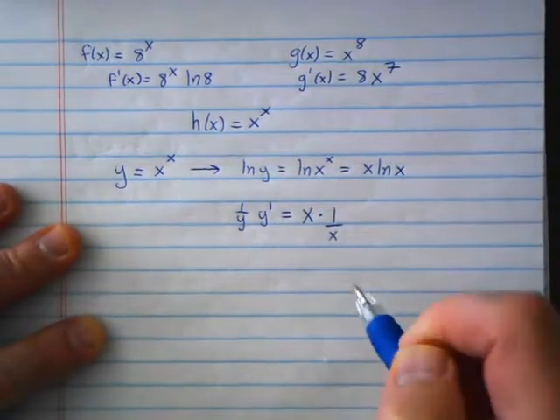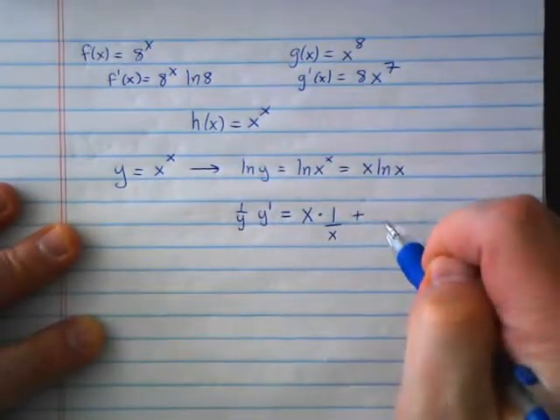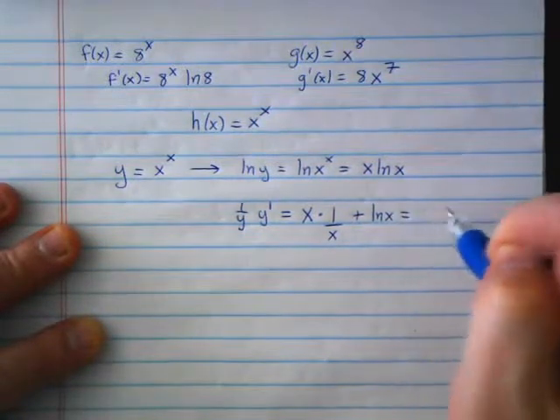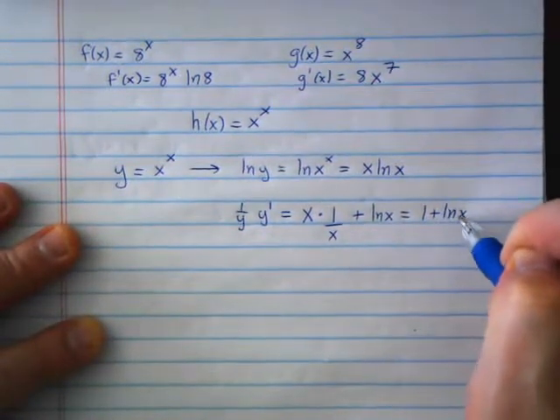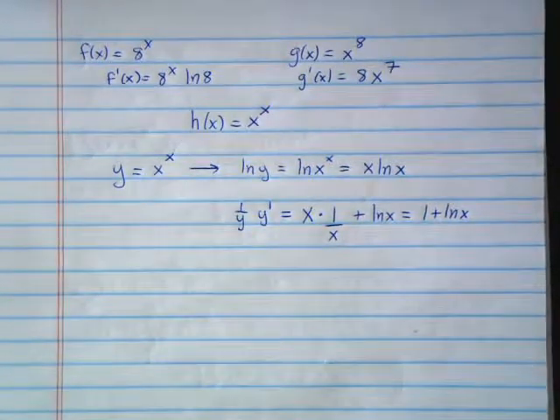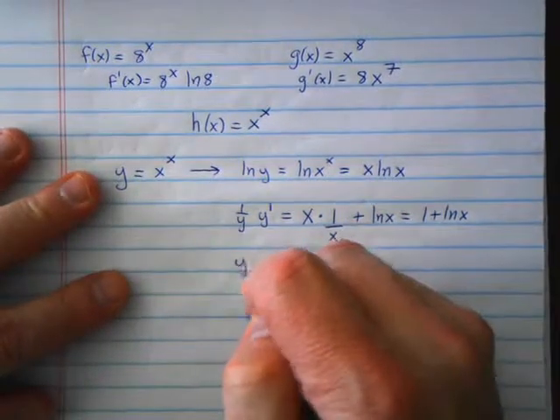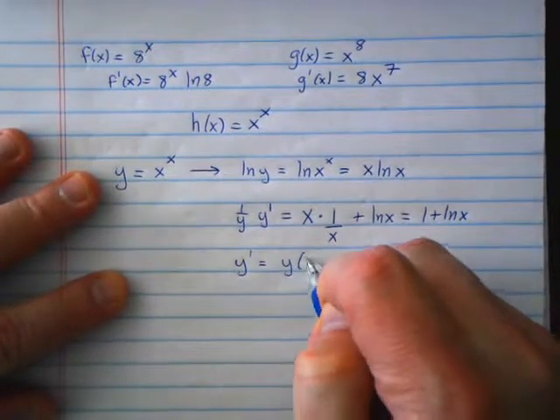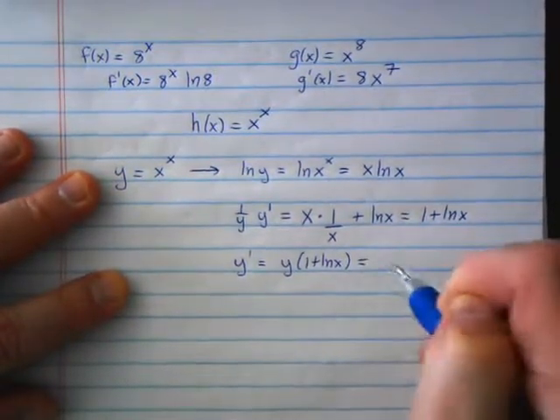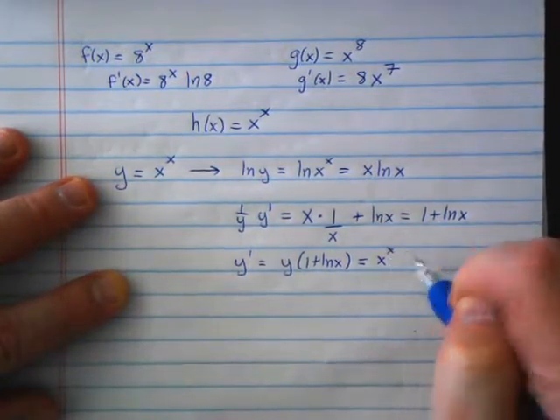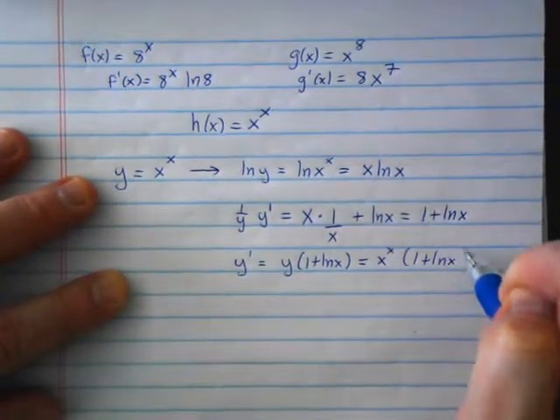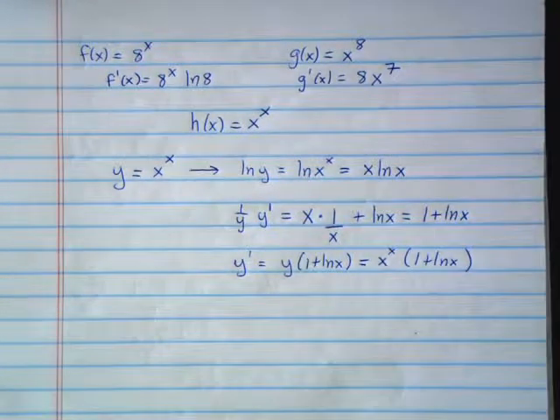times 1 over x, because that's the derivative of ln, plus ln x. So that's 1 plus ln x. And then finally, to get the y prime all by itself, multiply by y. So y prime is y times 1 plus ln x, but we wouldn't usually leave the y there. We would go back and write that x to the x times 1 plus ln x. So that's what you're going to have to do when x shows up in the base and in the exponent. You're going to have to use logarithmic differentiation.